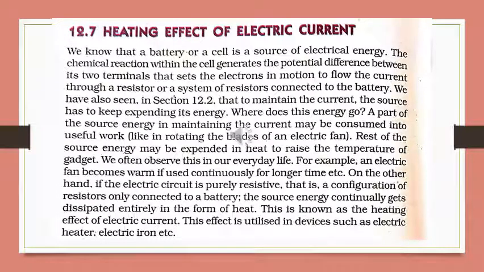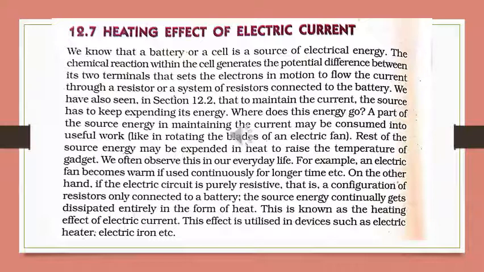We know that, dear students, a battery or a cell is a source of electrical energy. From where do they get it? The chemicals which are stored inside the cell produce the electric energy. The chemical reaction within the cell generates the potential difference between the two terminals that sets the electrons in motion to flow the current through the resistor or a system of resistors connected to the battery.